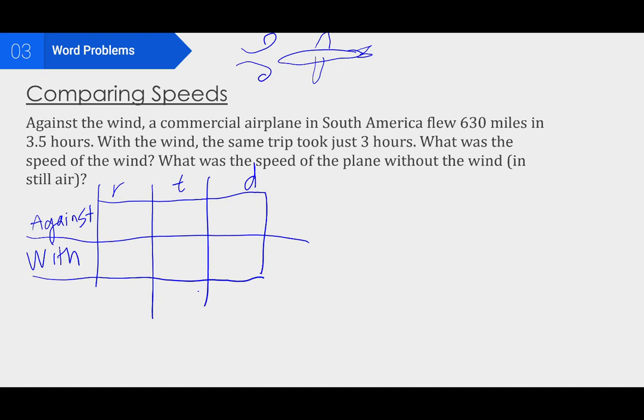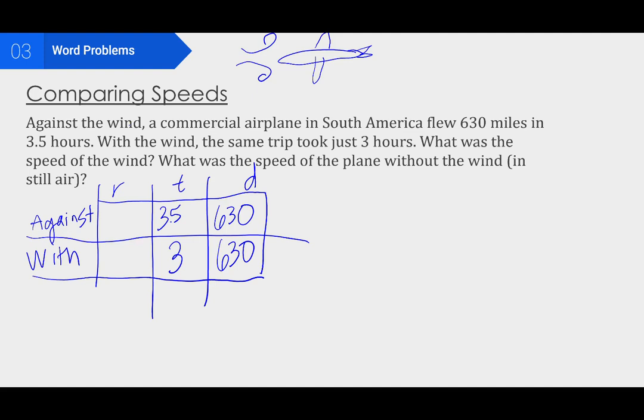All right, against the wind, a commercial airplane in South America flew 630 miles. So we do know the distance is 630 miles in 3.5 hours. So there's my time, 3.5. With the wind, so with the wind helping it, the same trip took just 3 hours, so it's faster, which makes sense, because the wind was helping it. What was the speed of the wind? Same trip, so same distance. We need to find both the speed of the wind and the speed of the airplane in still air with no wind.